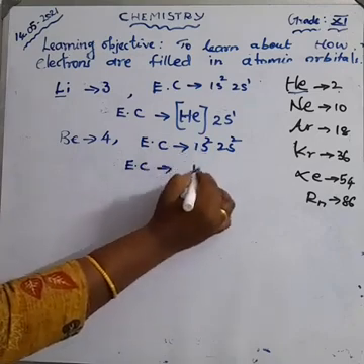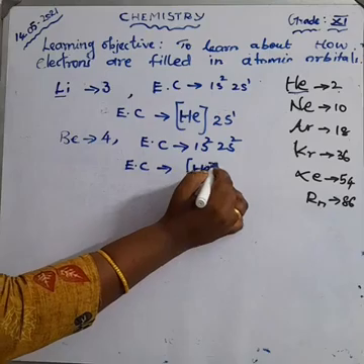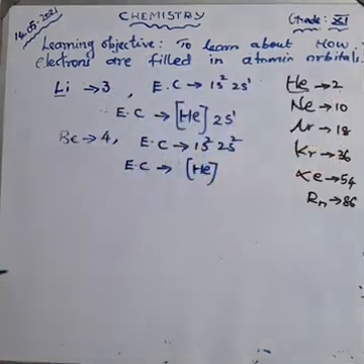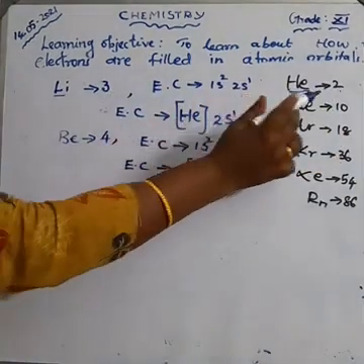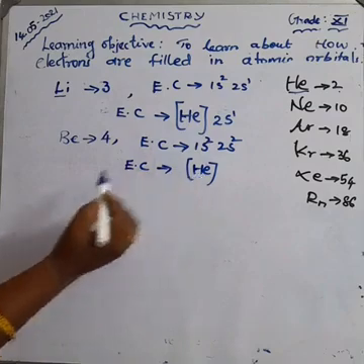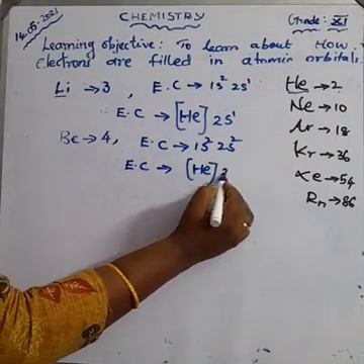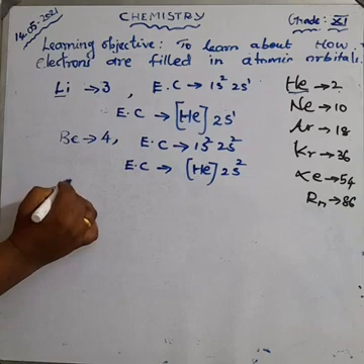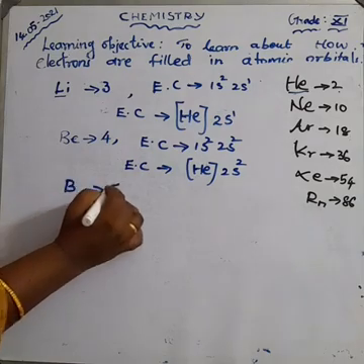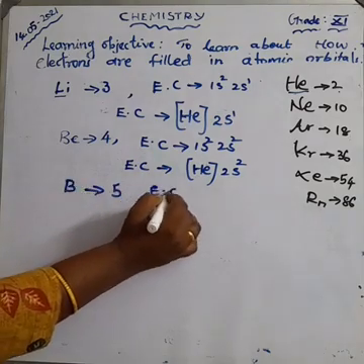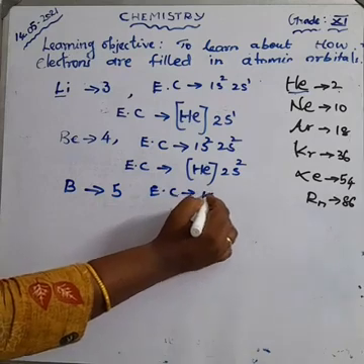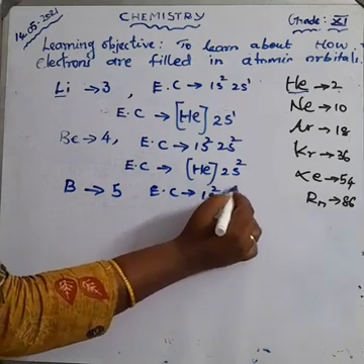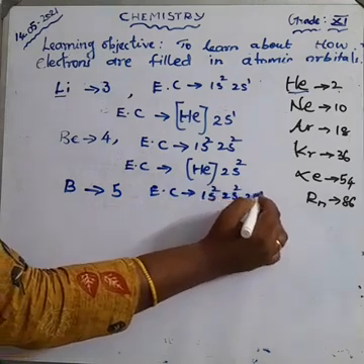Instead of 1s2, we can write helium. Because helium has atomic number 2, its electronic configuration is 1s2, so we can write helium, and then 2s2. Okay, understand? And then, boron. Next, another example, boron 5. The electronic configuration for boron is 1s2, 2s2 and 2p1.